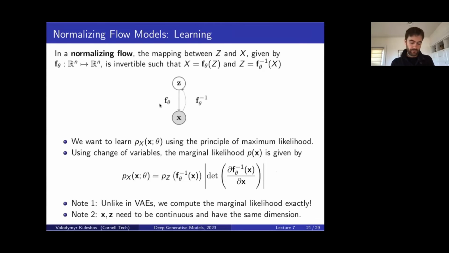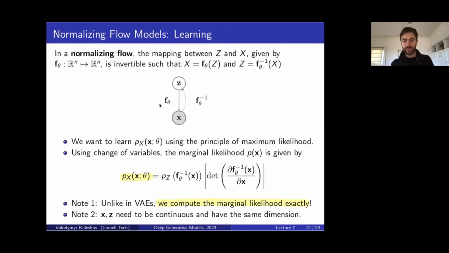There are two important observations that I want to make here. This is really important. We can compute the marginal likelihood exactly. This quantity P of X was very hard to compute for variational autoencoders. We had to derive a lot of complicated machinery based on variational inference to approximate P of X. In this kind of parameterization, using the change of variables formula, we get an exact formula for what P of X is. So this is really cool.